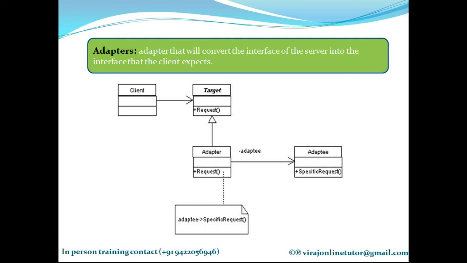So I have a request function here which exactly matches the request, or the target signature, that a client is expecting, and inside this request I call specific request of adaptee. So isn't this adapter converting specific request to request? Definitely yes, because this adapter is converting specific request invocation into request invocation. Calling specific request is embedded inside the request definition of the adapter, which is inheriting from target.